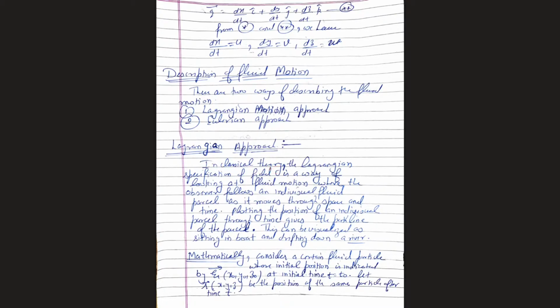In classical theory, the Lagrangian specification of field is a way of looking at fluid motion where the observer follows an individual fluid parcel as it moves through space and time. Plotting the position of individual parcel through time gives the path line of the parcel. This can be visualized as sitting in a boat and drifting down a river. Now let us try to understand the Lagrangian approach.